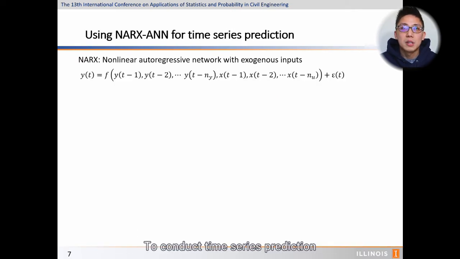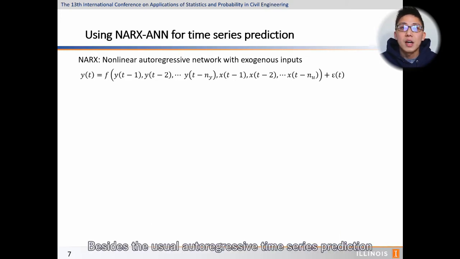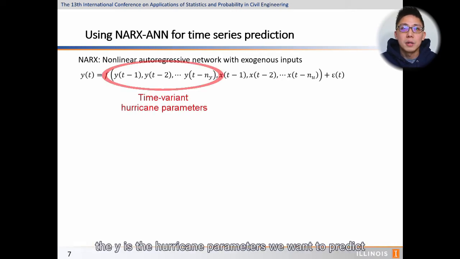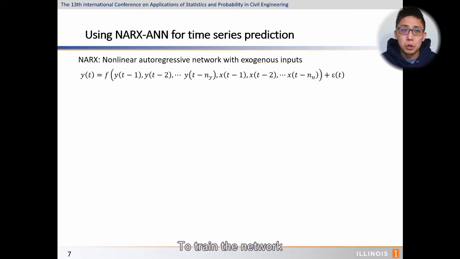To conduct time series prediction, we need to use NARX. NARX stands for Nonlinear Autoregressive Network with External Input. So besides usual autoregressive time series prediction, it can consider other input variables as well. In our case, the Y is the hurricane parameters we want to predict, and X is the climate variables we use to help the prediction. So to train a network, at the beginning we have X and Y.